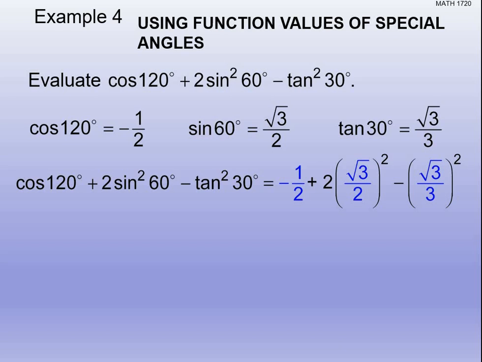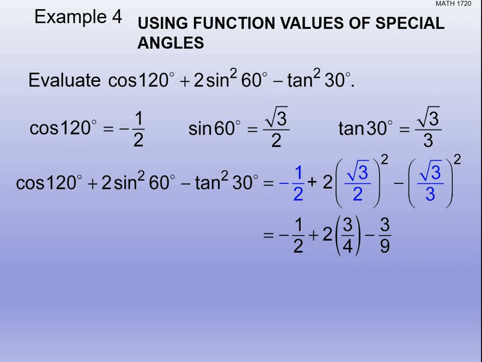Then it's just a matter of simplifying these down. So we're going to have negative 1/2 plus 2 times the square root of 3 divided by 2, squared, which ends up being the square root cancels, so it's going to give you 3 divided by 4, and then 3 divided by 9 on the end there. So all we've done is squared those. I squared square root of 3 over 2, which got us 3/4. I squared square root of 3 over 3, which got 3/9.